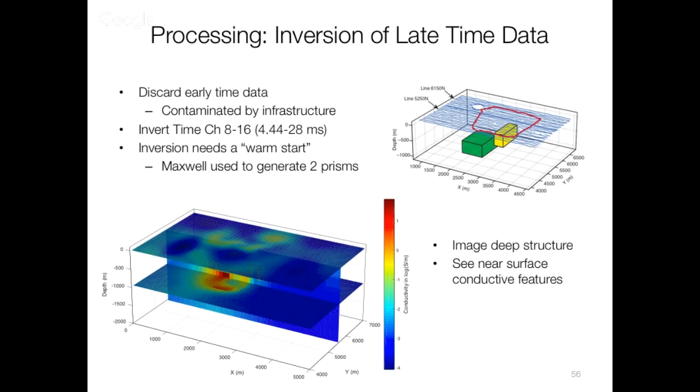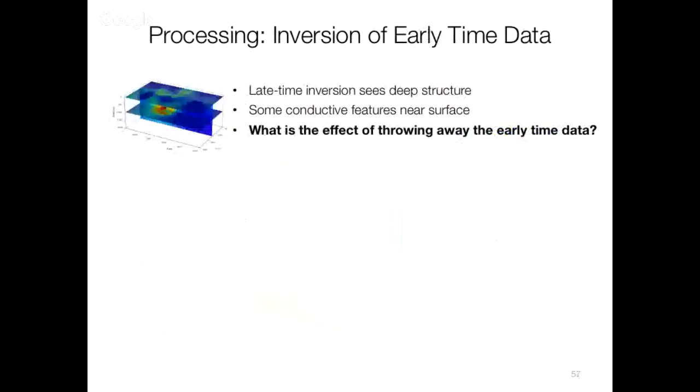Now, if we inverted the earlier time channels, however, we might be able to do something. And so what we want to investigate is, what's the effect of throwing away those early time data? And this stuff that we see up here, is that really real, or is that just because we didn't have data that were associated with that, and that's just an artifact.